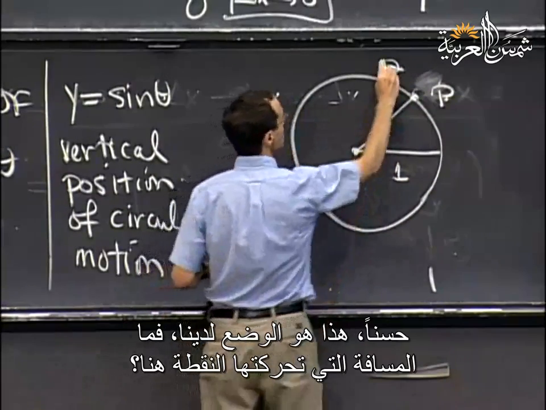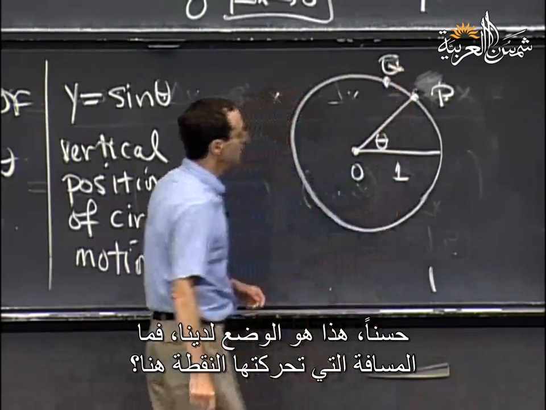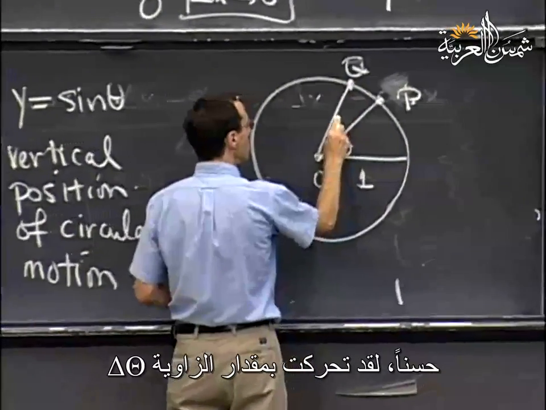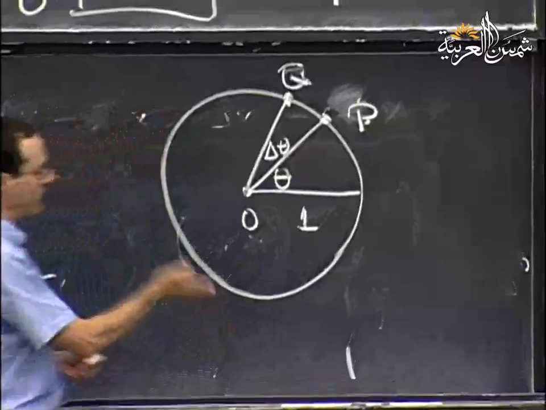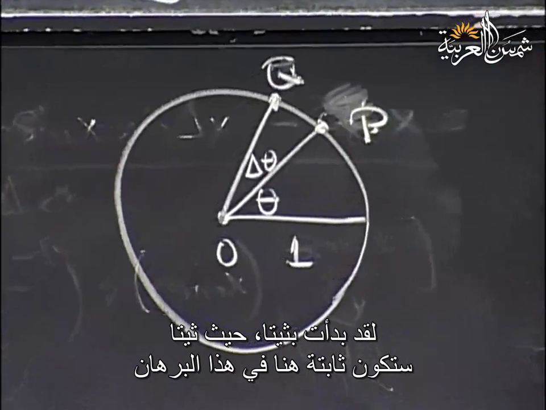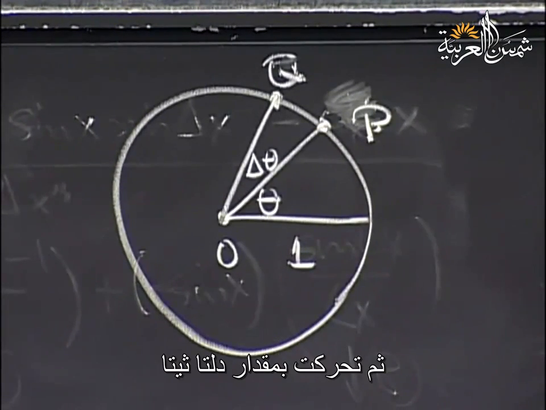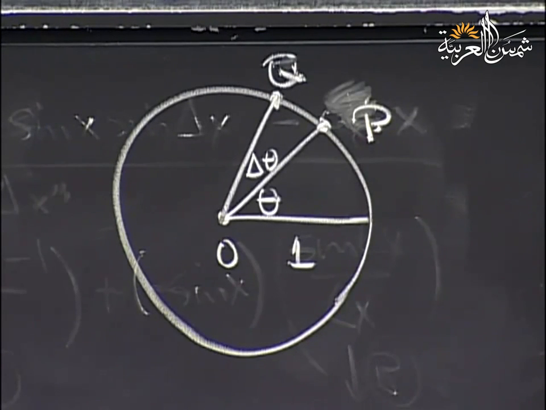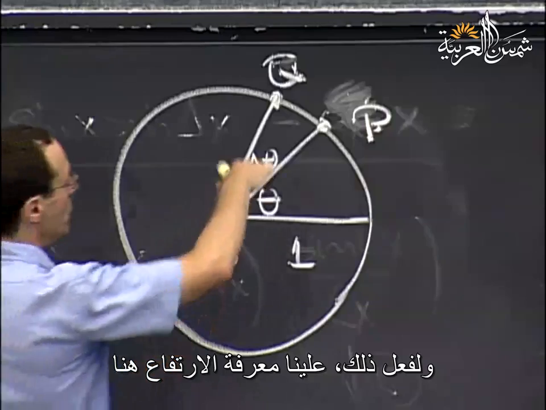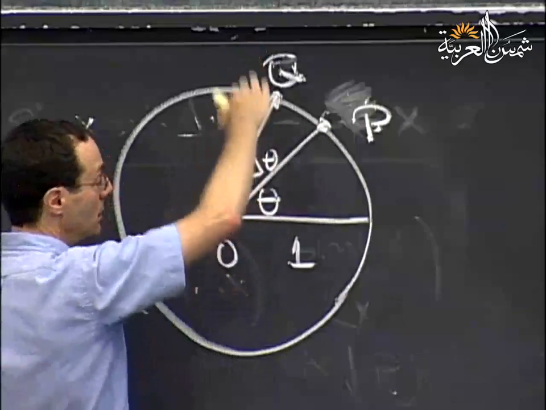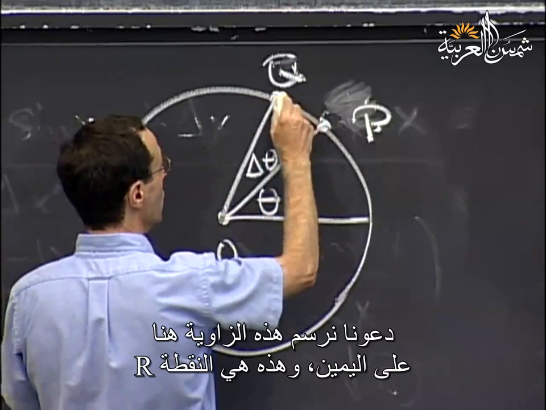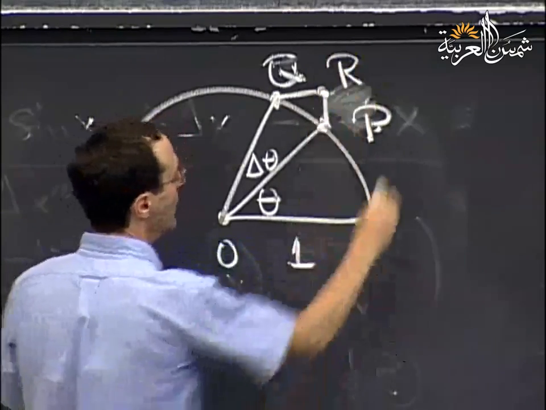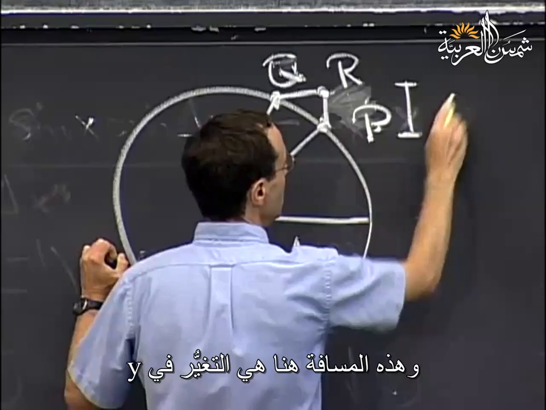All right, so here it is. Here's the thing. How far did we move it? Well, we moved it by an angle delta theta. We started at theta. Theta is going to be fixed in this argument, and we're going to move a little bit, delta theta. Now we're just going to try to figure out how far the thing moved. In order to do that, we've got to keep track of the height, the vertical displacement here. So we're going to draw this right angle here, and this is the position R, and this distance here is the change in y.